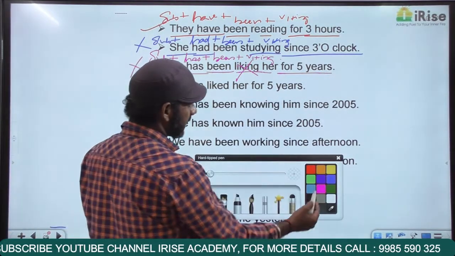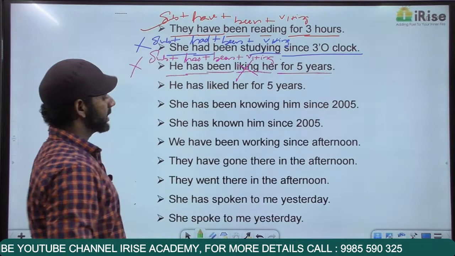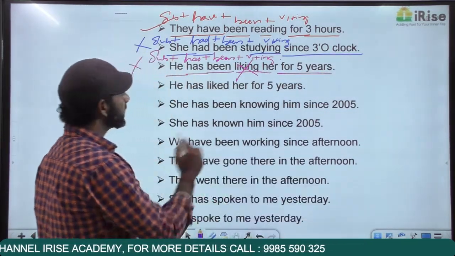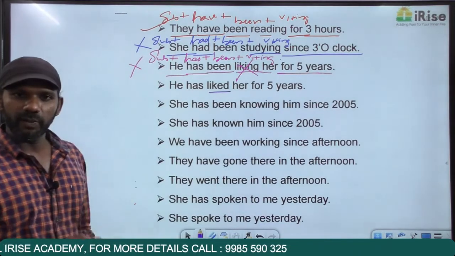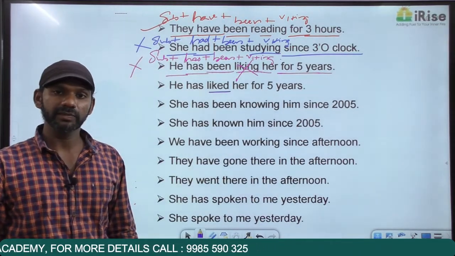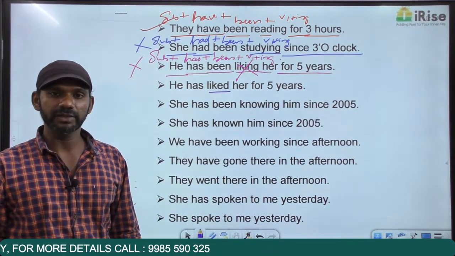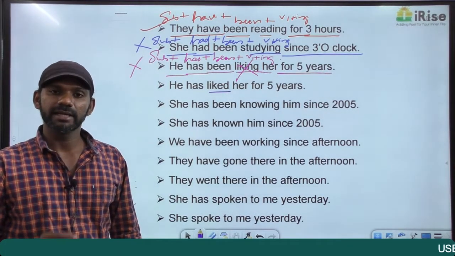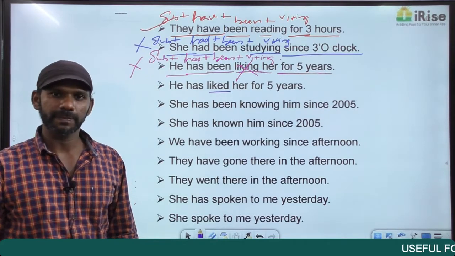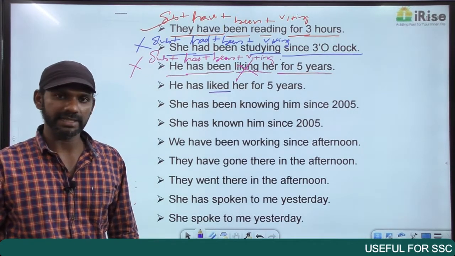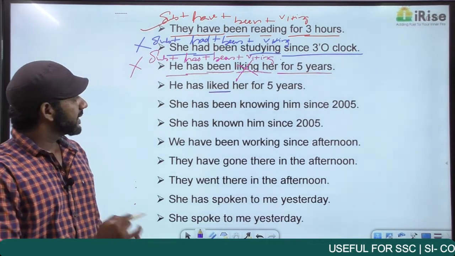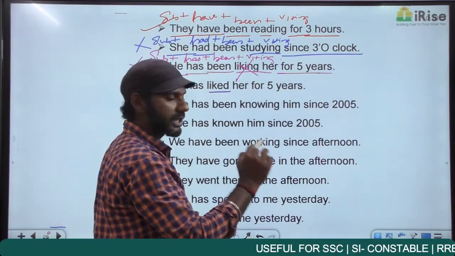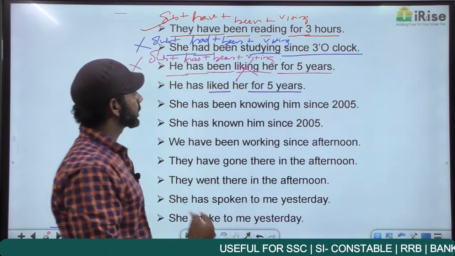He has liked her for 5 years. Now liked, what is it? V1, V2, V3. Like is V1, liked is V2, liked is V3. It's like, liked, liked. Love, loved, loved. Hate, hated, hated. So liked is there. 5 years is a period of time, duration. For 5 years is a correct usage.